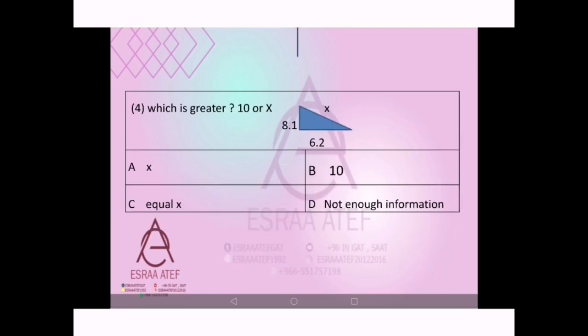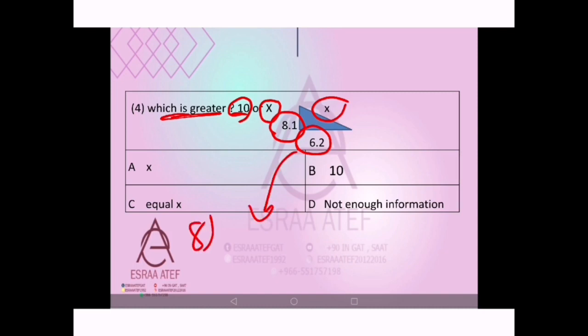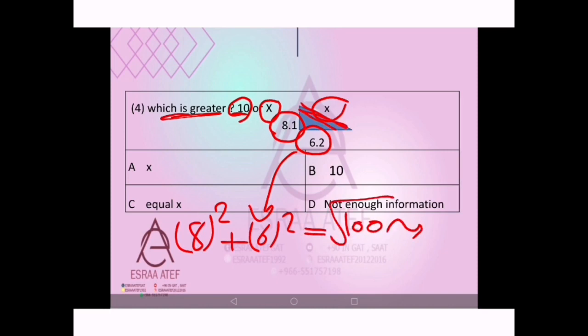Next one, here he said which one is greater, 10 or x. Here we have 8.1 and here we have 6.2. If we round them, that means 8 and 6. By using the Pythagorean theorem, we will square them to get x, which means 100, and then take the square root of it, which means 10. So x by rounding equals 10. But they are more than that, here we have 6.2 and here we have 8.1, which means that the answer will be bigger than 10. So which one is bigger, 10 or x? It will be x.